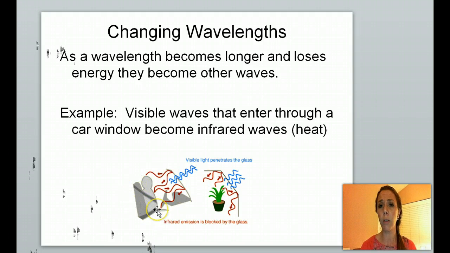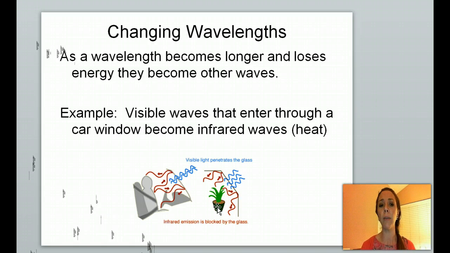This is called the greenhouse effect. It is used in greenhouses to grow plants, but it's also the same exact effect that happens in your car or any place where light is able to come in and it loses energy and slows down and becomes another type of wave.